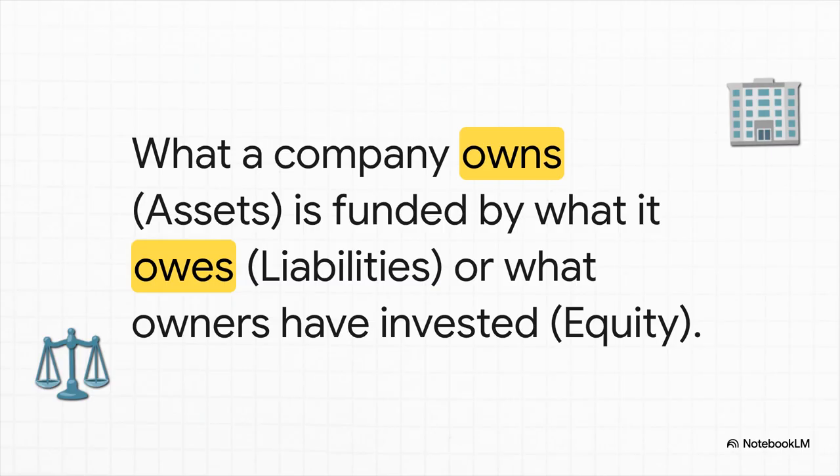Okay, if you've ever taken an accounting class, you've probably seen this equation a million times, right? Assets equal liabilities plus equity. And at its core, it's pretty simple. Everything a company owns, that's its assets, has to be paid for somehow. And that money only comes from two places. Either you borrow it, which is what you owe, or it's money put in by the owners, which is the equity. It's a perfect balance always.